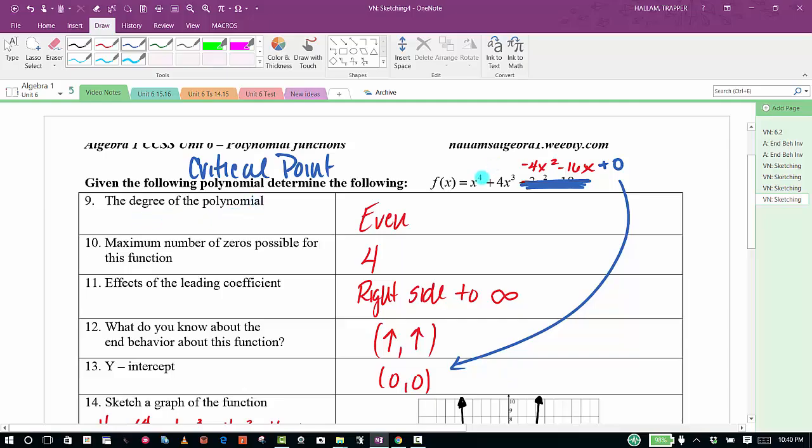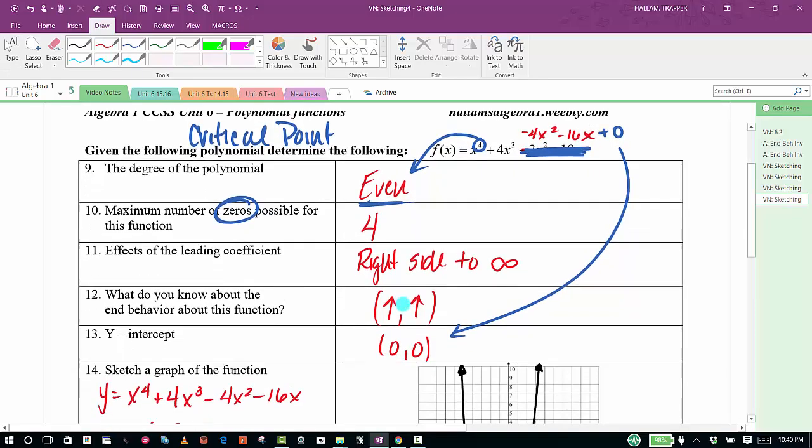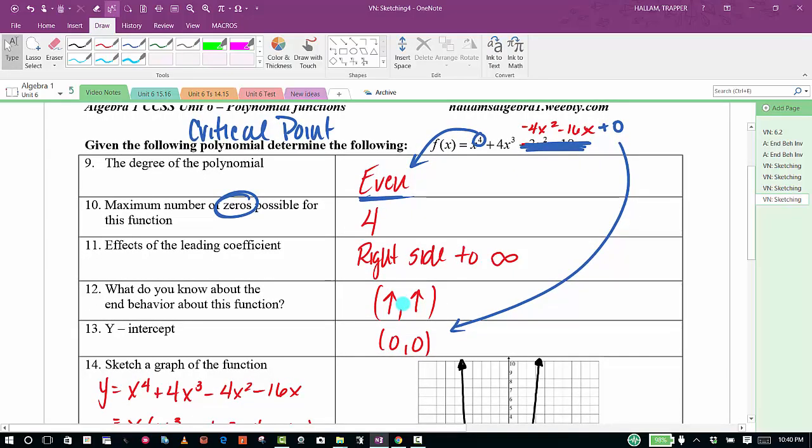Next part, what's the degree? Well, you could say 4, but we're more concerned with the fact that it's even, so it's a fourth degree, so that's going to give you your even. What are the maximum number of zeros possible for this? Again, zeros, not turning points, and the maximum is going to be 4, whatever the actual degree is. Okay, so we're pulling pieces of information in with the goal here to graph at the end.